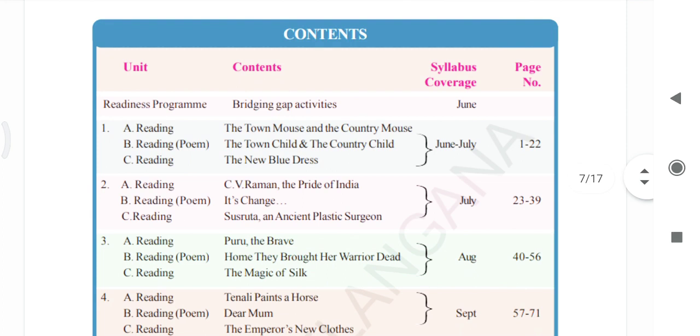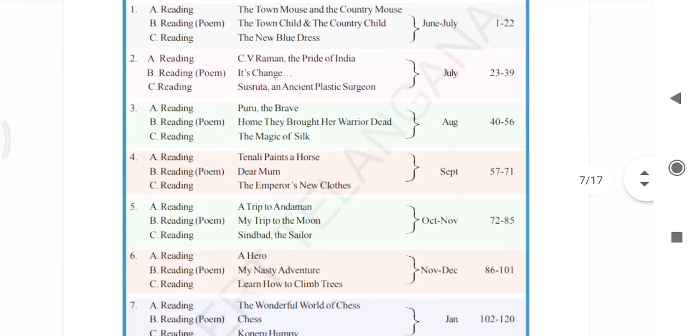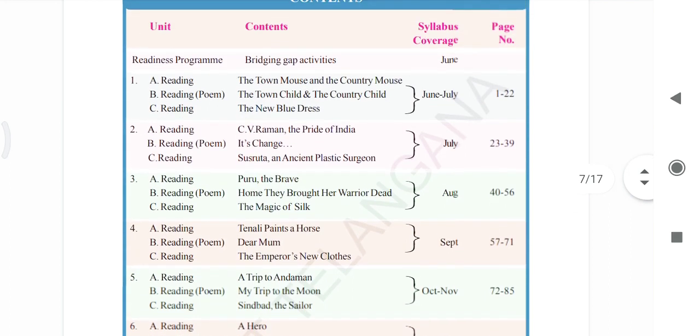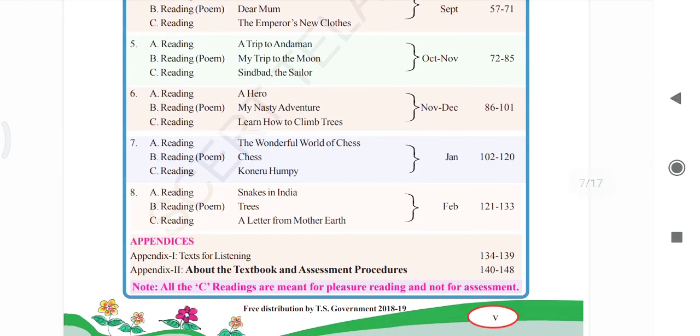This is the table of contents we have in class 7. We have a total of 8 units, as we had in class 6. Each unit consists of 3 readings, and almost every unit has one poem, and C reading is a pleasure reading. You can note this down here. C readings are meant for pleasure reading and not for assessment, in the sense of not for exams.